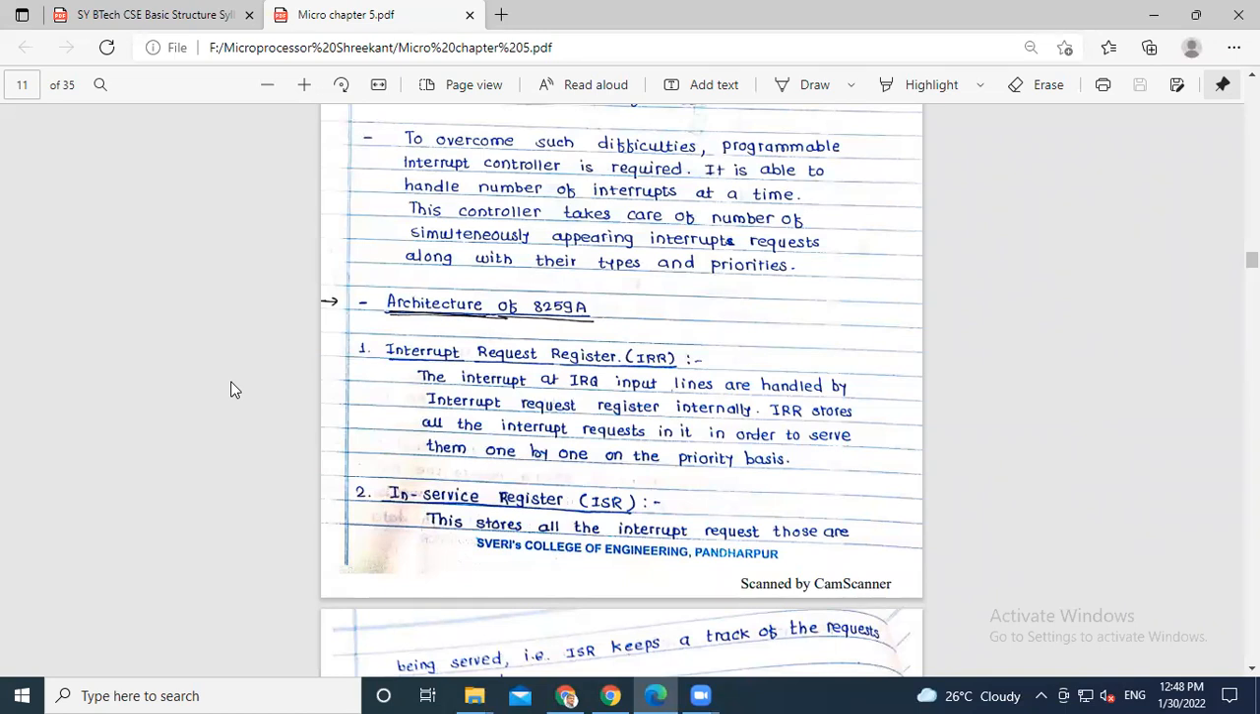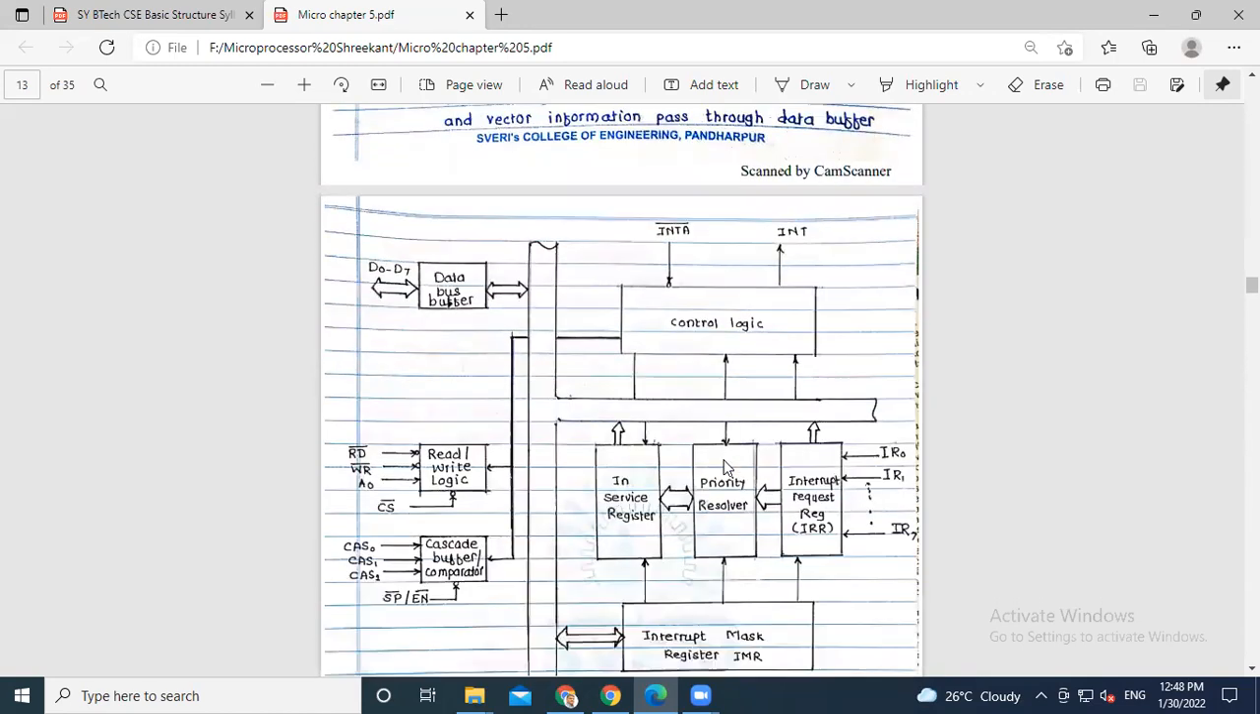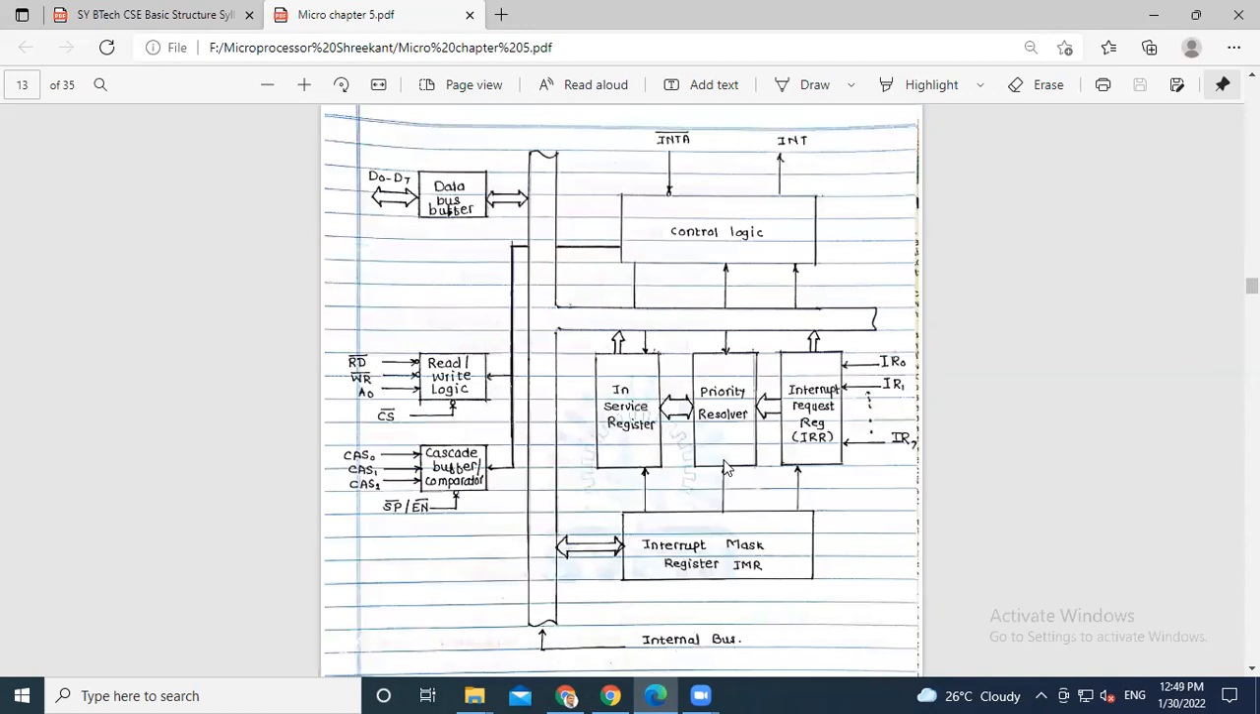Here, the very main essential points I have to mention about the architecture of the 8259. There is one interrupt request register, IRR, that is the interrupt request register. Next is the priority resolver and the in service register.